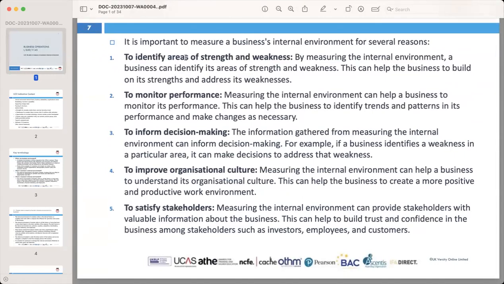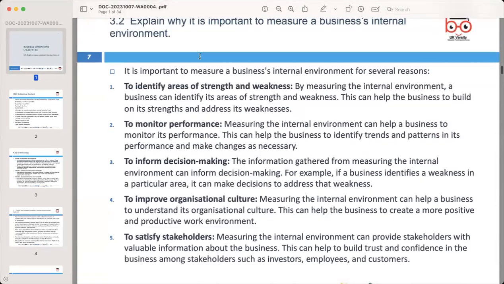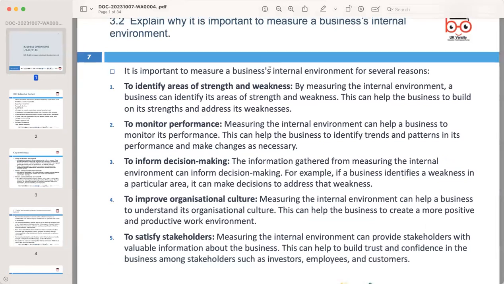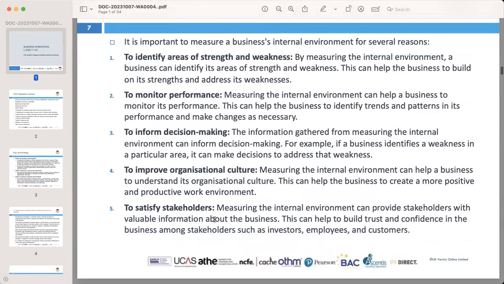Okay, so it is important now to explain why it is important to measure a business's internal environment. It is important for several reasons: to identify areas of strengths and weaknesses, to monitor performance, to inform decision making, to improve organizational culture, and to satisfy stakeholders.